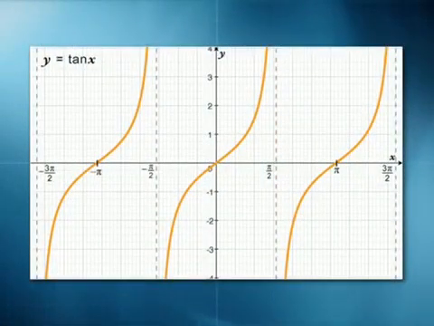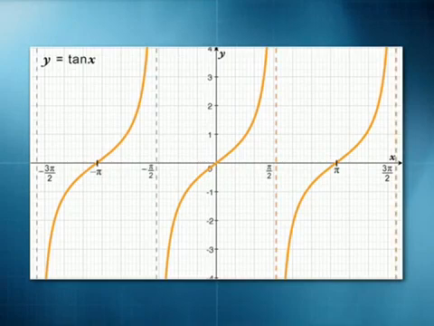Look back at the graph. Pi over 2, vertical asymptote. 3 pi over 2, vertical asymptote. Minus pi over 2, vertical asymptote. You get the picture.